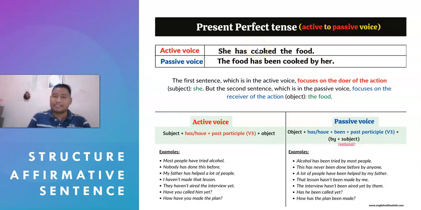We have the example in active voice: She has cooked the food. In passive voice: The food has been cooked by her. Okay, the first sentence, which is in the active voice, focuses on the doer of the action, the subject, she. But the second sentence, which is in the passive voice, focuses on the receiver of the action. In this case, it is the object, the food. Okay.